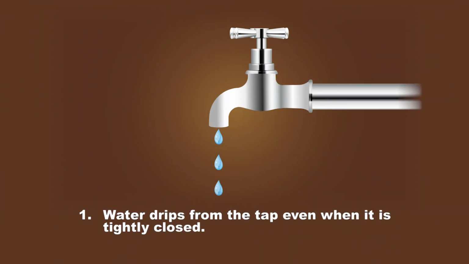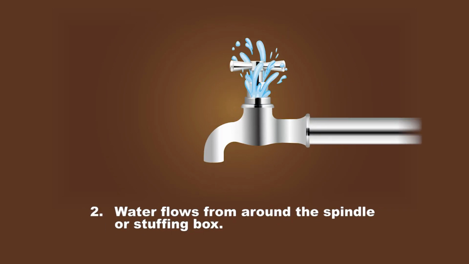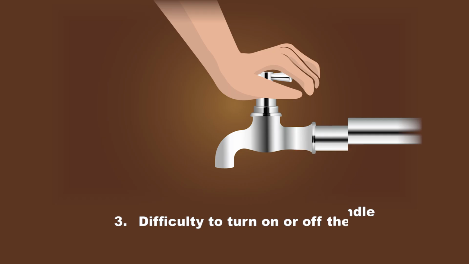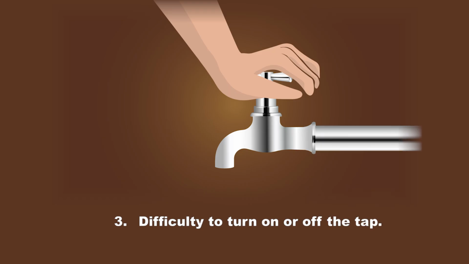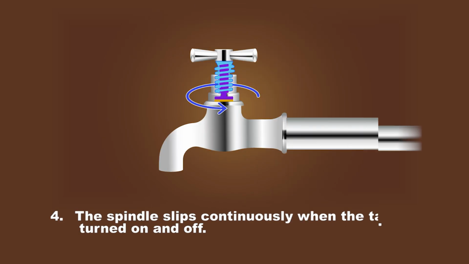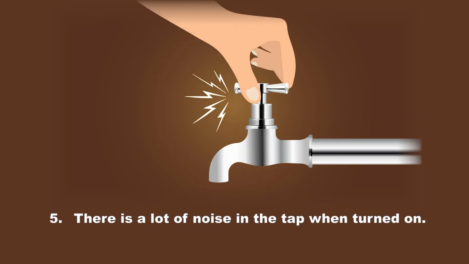The defects commonly encountered in the functioning of taps and faucets, their causes and remedial measures to be taken. Now, we look at the defects of bibcock. First one, water drips from the tap even when it is tightly closed. Second, water flows from around the spindle or stuffing box. Third one, difficulty to turn on or off the tap. Fourth one, the spindle slips continuously when the tap is turned on and off. Fifth one, there is a lot of noise in the tap when turned on.